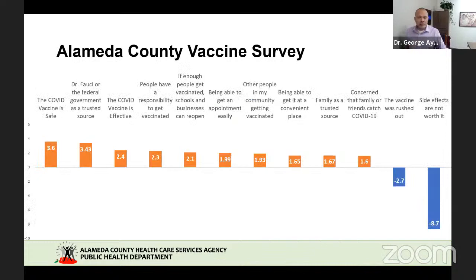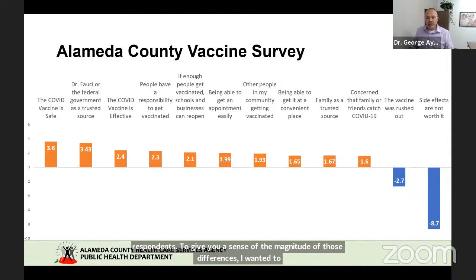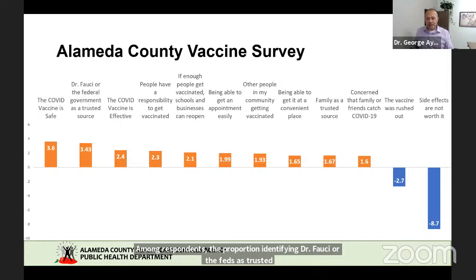To give you a sense of the magnitude of those differences, the proportion of vaccinated respondents who agreed the COVID vaccine is safe was 3.6 times higher than for unvaccinated respondents. The proportion identifying Dr. Fauci or the feds as a trusted source for information about COVID-19 was 3.4 times higher in vaccinated than unvaccinated respondents. And so on and so forth. You see the magnitude for the vaccinated. In blue, you'll see the magnitude difference among unvaccinated.